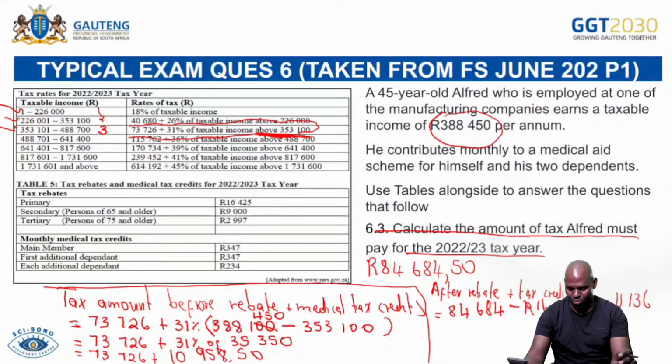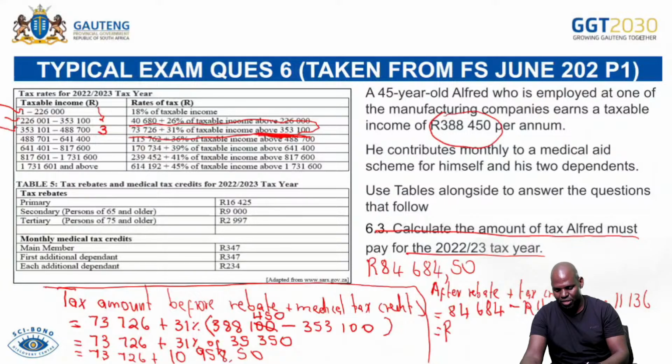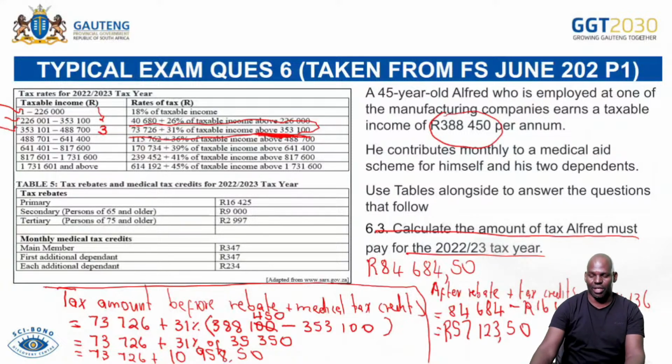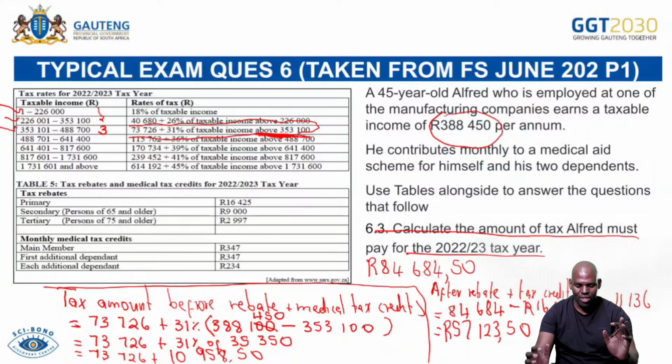So the final answer will be 84,684 minus 16,425 minus 11,136. So in the end, I get 57,123 rand and 50 cents. And that's it. That is how we calculate it.